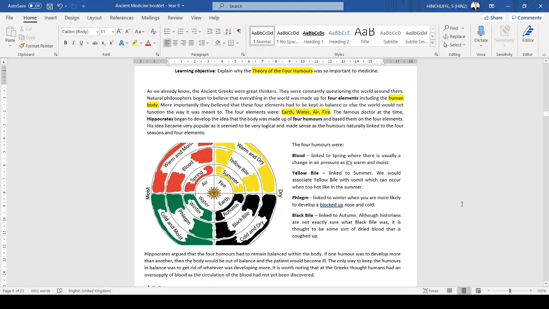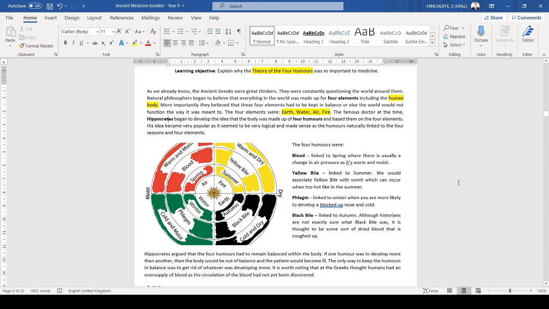The fourth humour is black bile. We don't really know exactly what the Greeks meant by black bile, but we kind of believe that it was some sort of dried blood that would have been coughed up. Obviously, if you're coughing up dry blood, then you should go see the doctor. It's obviously a serious condition. But this is one of the other humours that the Greeks believed your body was made up of. And again, the last season is autumn, earth, cold and dry.